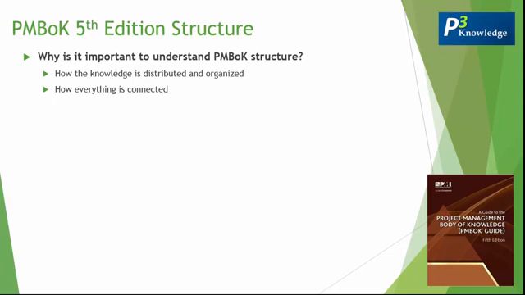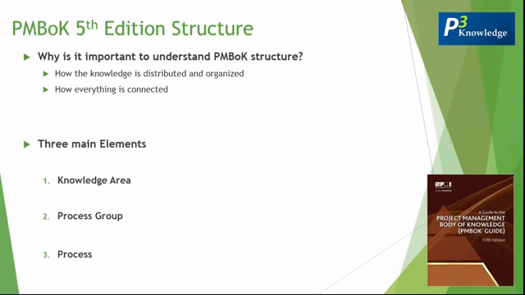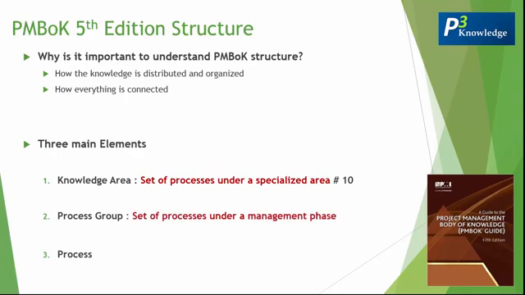So, in order to understand the PMBoK 5th edition structure, we have three main elements to understand and discuss. Those three main elements are knowledge area, process group, and process. Knowledge area: a set of processes under a specialized area within project management, such as risk management, cost management, time management, etc. And we have 10 of them within the PMBoK. The process group: a set of processes under a management phase, and we have 5 of them. Process: a series of activities acted on inputs in order to create certain outputs, and we have 47 of them.